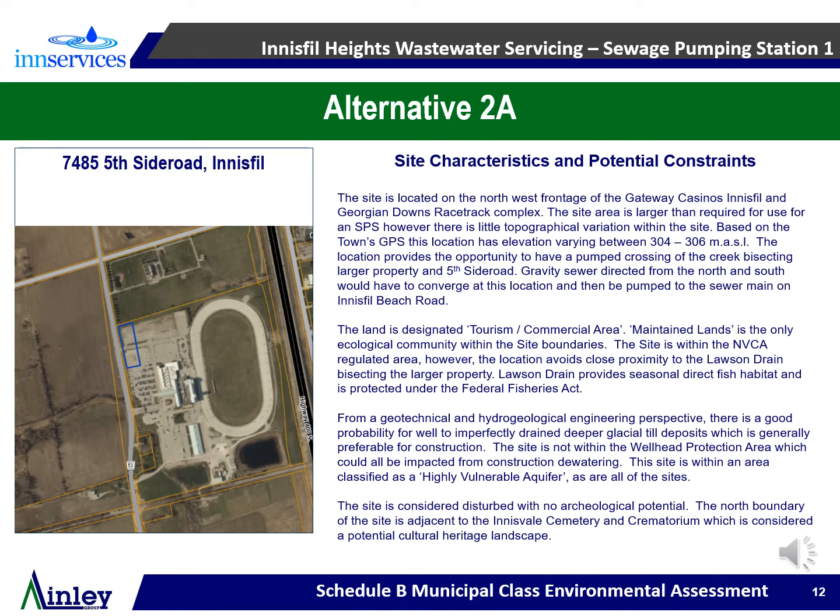Alternative 2A, Site Characteristics and Potential Constraints. This slide presents site location for Alternative 2A at 7485 on the 5th Side Road. The site characteristics and potential constraints are provided outlining technical, environmental, social, and cultural considerations.